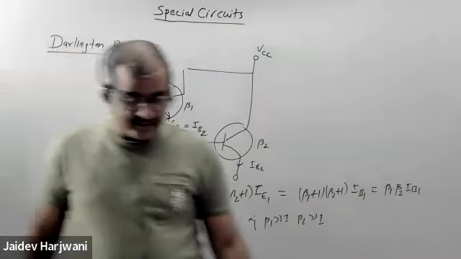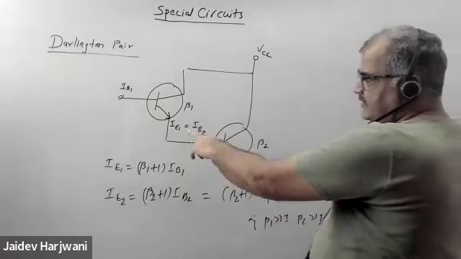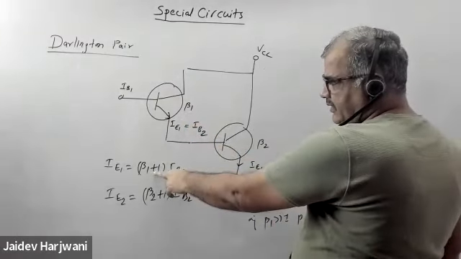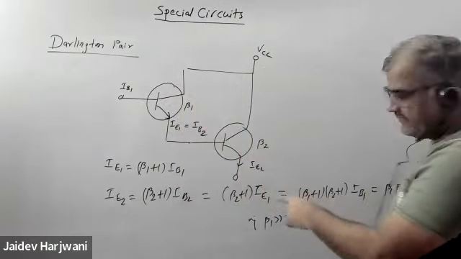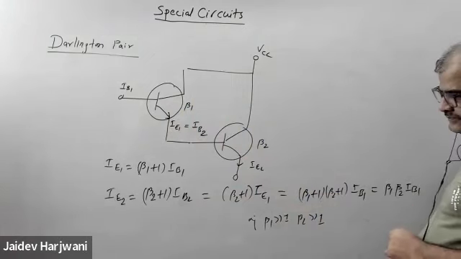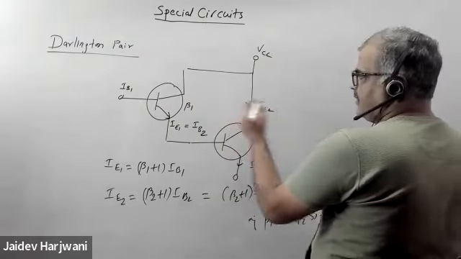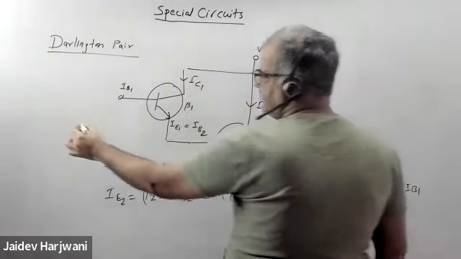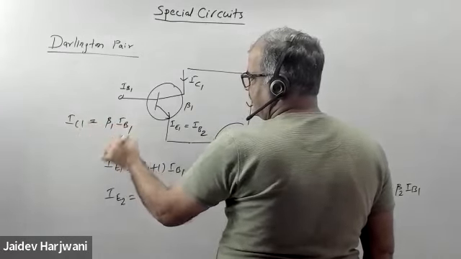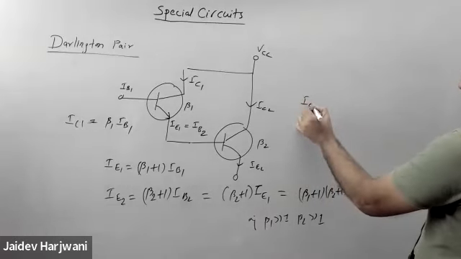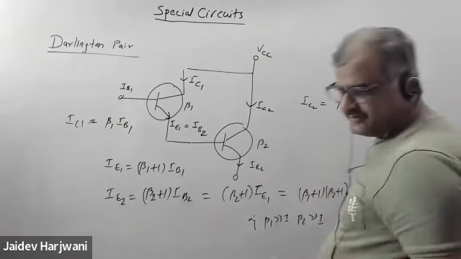Sir, please tell why this is used? To increase the gain. If you take one transistor, you get gain beta 1, and IC will be beta 1 IB. Here IC will be beta 1 into beta 2 IB1. If you calculate IC here, this is IC2 and this is IC1. IC1 equals beta 1 IB1, and IC2 becomes beta 1 into beta 2 IB. So gain is high.